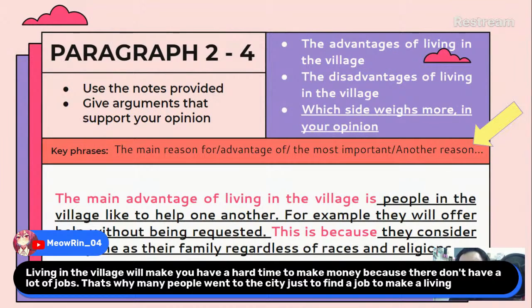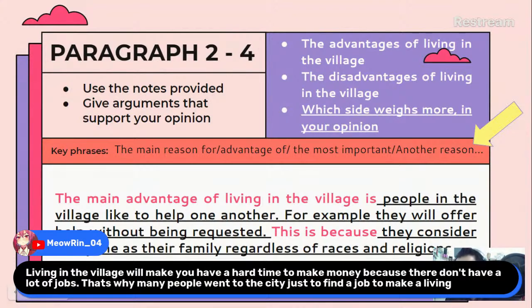Because it is quite long. How to know whether a sentence is long? When you read it, you run out of breath. That means the sentence is already too long. Okay, so make sure your sentence is just nice. The main disadvantages of living in a village is it will make you have a hard time to make money. Full stop. Ya, dia tak sempat habis nafas, kita dah habiskan ayat. So that shows your sentence is just nice, the length is just nice.